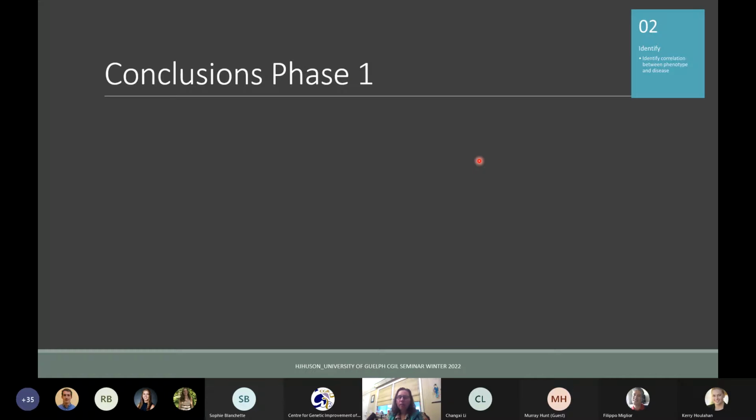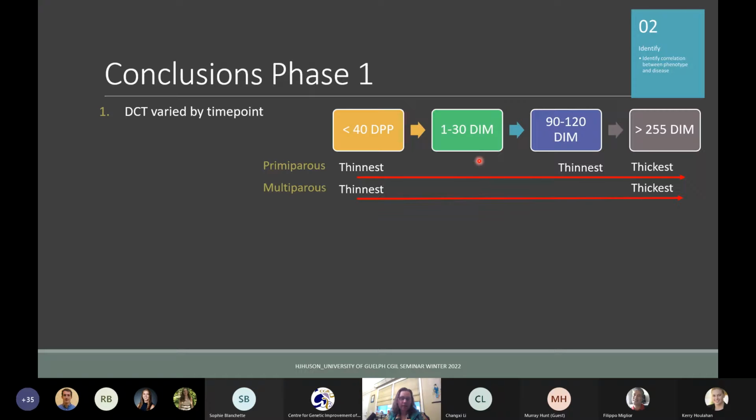So that phase 1, small cohort, multiple time points, what did it tell us? It told us that digital cushion thickness did vary by time point. It told us that it was thinnest when they were dry before calving, as well as for primiparous animals. It was also thin kind of in mid-lactation. But it was always thickest, regardless of primiparous or multiparous animals, at the end of lactation.